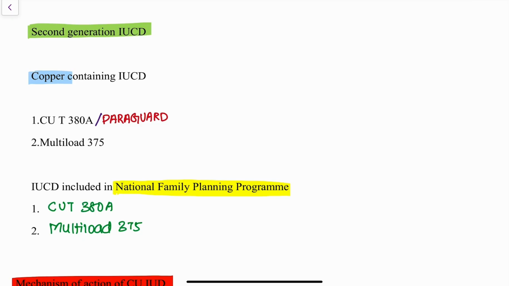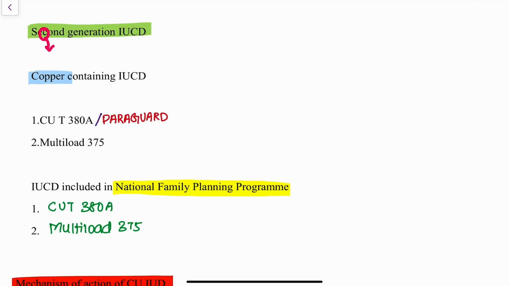So now we are moving towards the second generation IUD. As we know, second generation IUD is all about the copper containing intrauterine device. You may have a doubt whether second or third generation is copper. I have a small hint for you. The third letter is C. So C belongs to copper, right? So second generation IUD is the copper containing IUD.